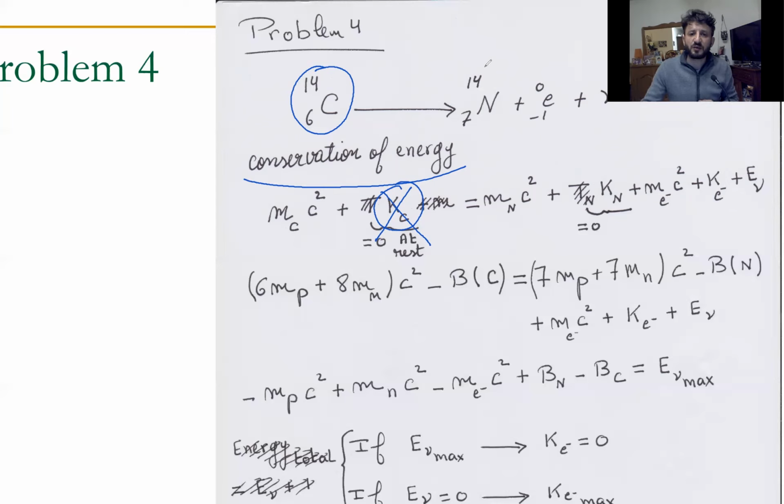And after the decay, we have mc square plus the kinetic energy of nitrogen, plus m electron c square plus the kinetic energy of the electron, okay, plus the energy E. We cannot say here mc square of neutrino. We cannot say kinetic energy of neutrino because it's a very light particle. Just we can say we have some quantity of energy carried by neutrino. I want to find its maximum value.